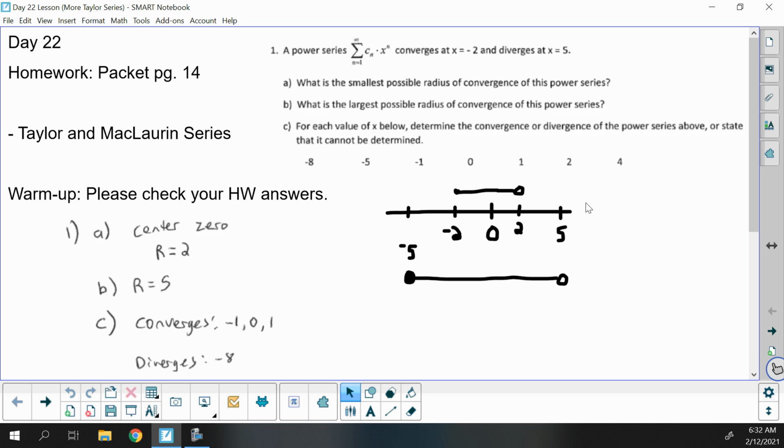First one from the homework. We've got a power series. Notice it is just x to the n, so it's centered at 0. We know we converge at negative 2, and we diverge at x equals 5. So what I have there is a little picture of our smallest possible interval we could have and our largest possible interval. Smallest we could be is converging at negative 2, and then with an open circle at positive 2. Needs to be the same distance on either side from 0, but the endpoints could be included or not included.